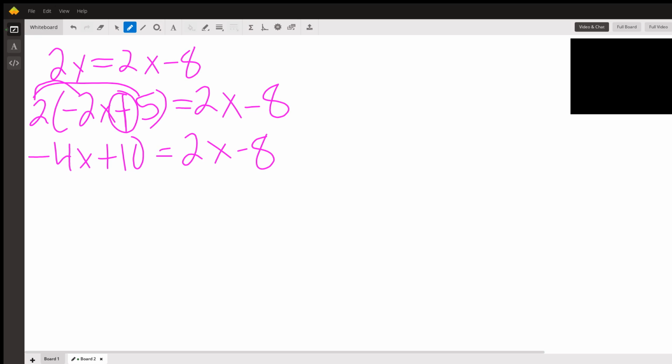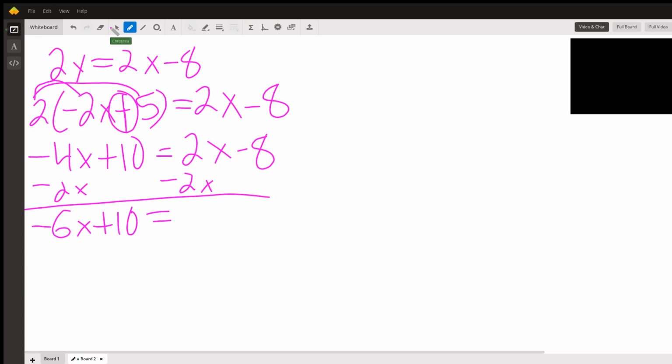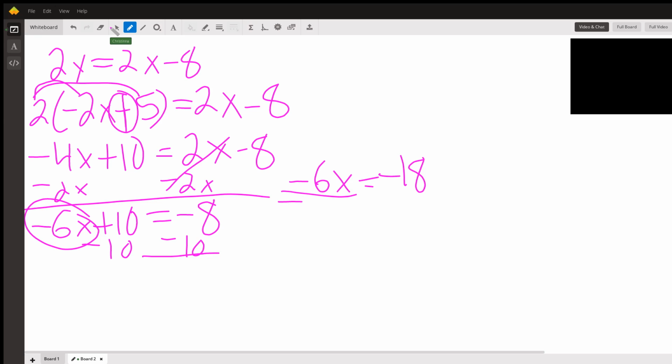Now I need to bring the x's over to one side so that I can solve for x. So I'll bring this 2x over. I'll subtract 2x from both sides. Negative 4x and negative 2x makes a negative 6x plus 10 equals negative 8, because 2 minus 2 is nada. Now I still have to get rid of this 10. So I'll subtract 10 from both sides. And now we're left with negative 6x equals, and then we have negative 8 and negative 10. That makes negative 18. Now we divide both sides by negative 6, and x is 3.